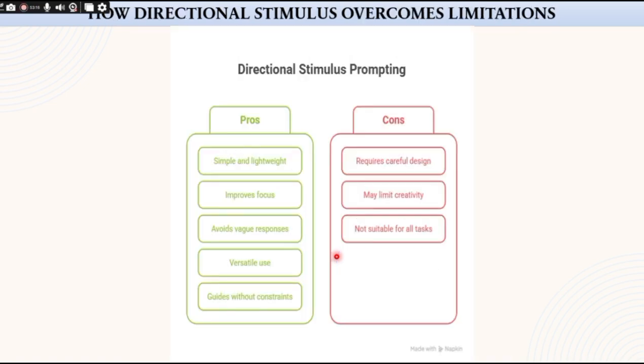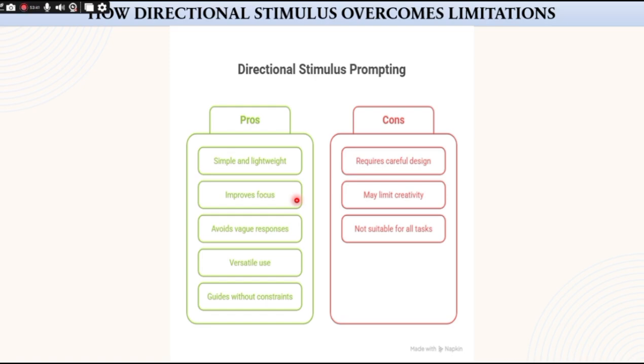So now let's see how it helps compared to other prompting techniques. So first one is it provides control without over specifying. Unlike few shot or multi-step prompting, this technique doesn't overwhelm the model with examples or reasoning chains. Instead, it simply adds a guidepost which is often enough to push the output in the desired direction.